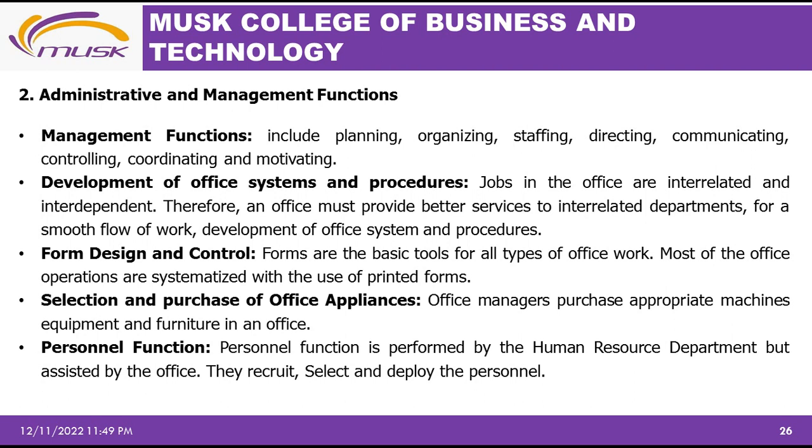The other one is form design and control. Forms are basic tools of all types of office work. The other one is selection and purchase of office appliances. The other one is the personnel function. That one we said it is the function of the human resource department, where we listed recruitment, training, performance appraisal, and others.